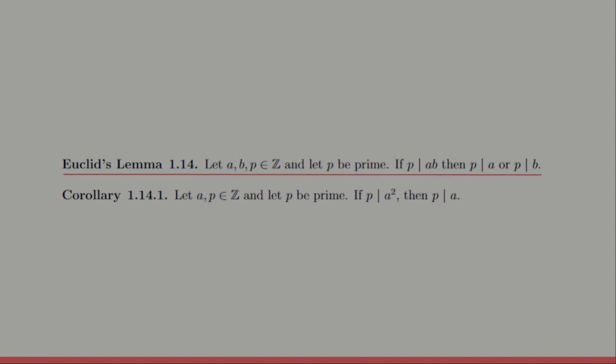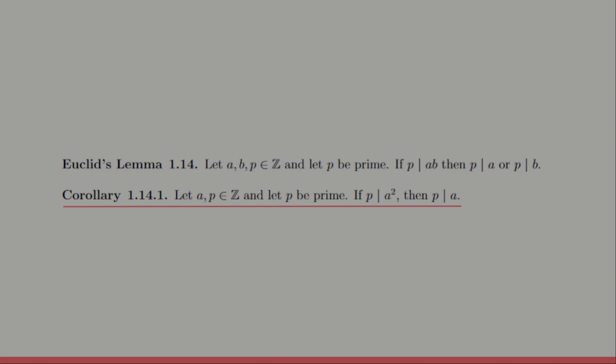Euclid's lemma states that if a prime divides a product of two integers, then the prime must divide at least one of the integers. From this, we can trivially prove corollary 1.14.1, which is a less general version of the lemma. It states that if a prime divides a square, then it divides the root. This result will be crucial for our proof.